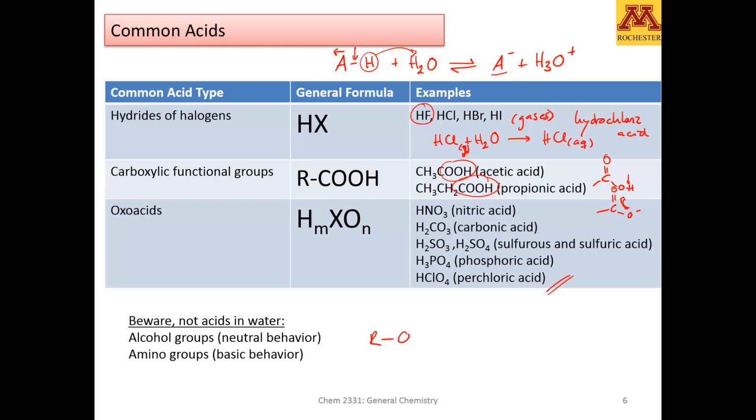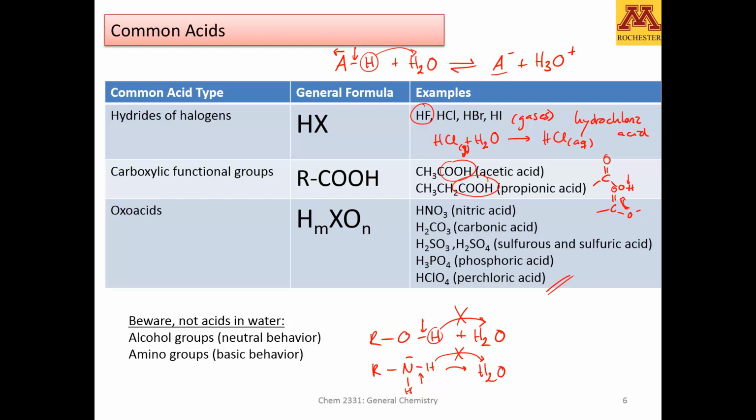An alcohol would have this structure. In water, do not expect this bond to be weakened enough to transfer this proton to the water. That does not happen. Alcohols are neutral, they do not behave as acids. The same for amino groups. If you think, well, nitrogen is fairly electronegative, why is it that this bond doesn't break in water to transfer the proton to water? This does not help either. This does not happen either.